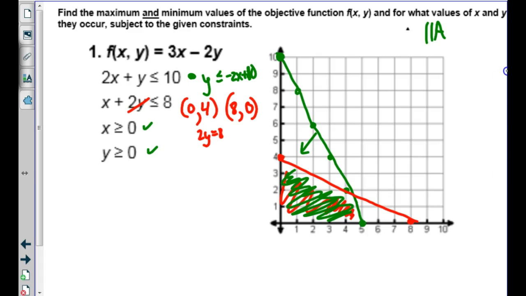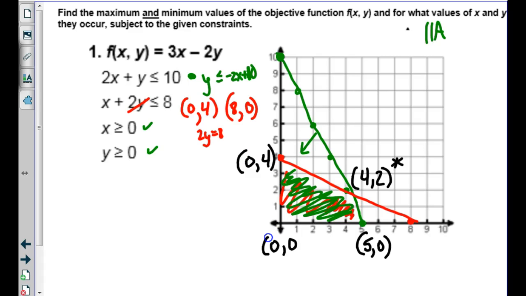We can't use this intercept here. We can't use any of these points up here. We can only use the ones bounding this little shaded area. So what are the corner points of that feasible region? 5, 0. Good job. Over 5 and up 0. I always have to say it so I don't get them backwards. It looks like 4, 2. We should check that one in a minute. What else? Over 0 but up 4, right? And over 0 and up 0.